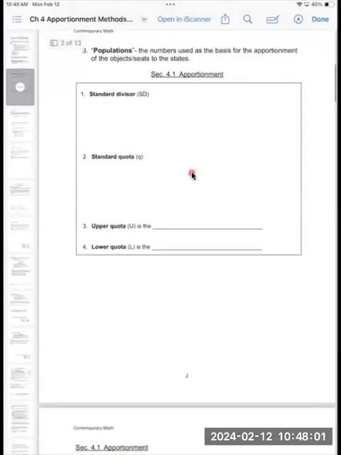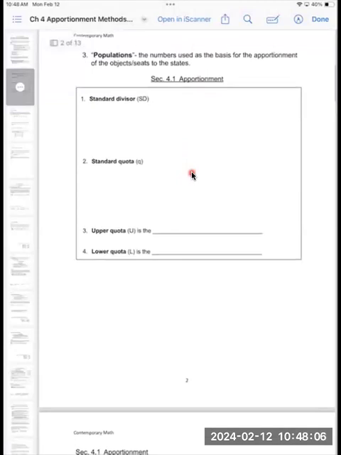Here are some other definitions here in section 4.1, apportionment. We're going to be using a standard divisor. A standard divisor is when we take the total population and divide by the number of seats that we are trying to hand out.